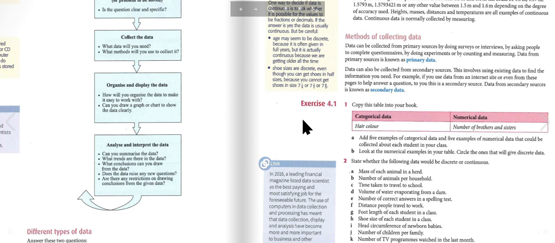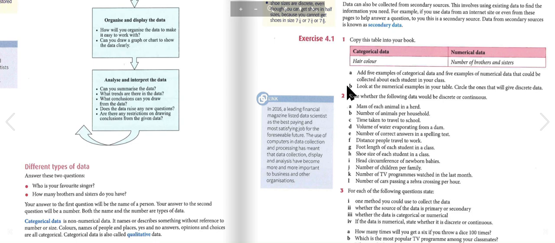Exercise 4.1. Question 1. Copy this table into your book. Add 5 examples of categorical data and 5 examples of numerical data that can be collected about each student in your class. Look at the numerical examples in the table. Circle the ones that will give discrete data.